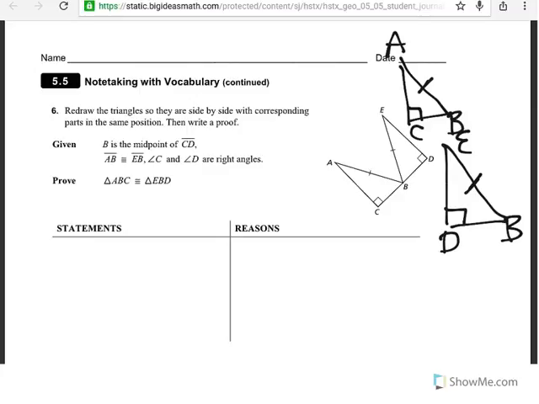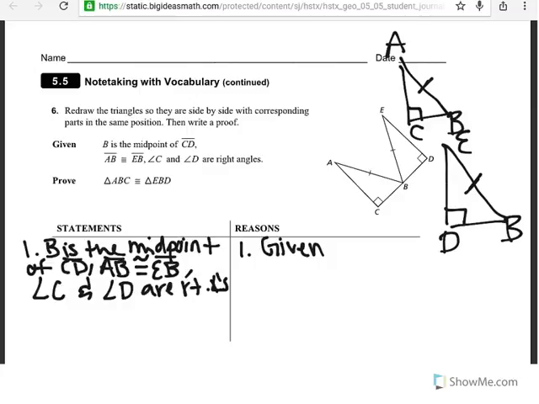Okay. The first thing you write is your given information. And so from that given information, the part that's really important is that B is the midpoint of CD. That means that BD and CB are going to be congruent. Okay, you have to make sure you write this in the correct order. If I go from the right angle out to my hypotenuse, I need to go from the right angle out to my hypotenuse. Okay, so CB is congruent to DB, and the reason is by the definition of a midpoint.